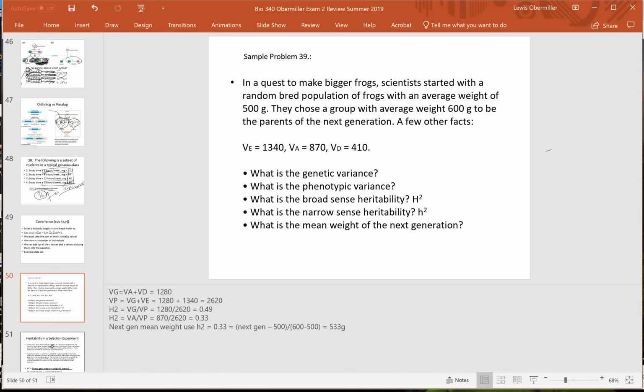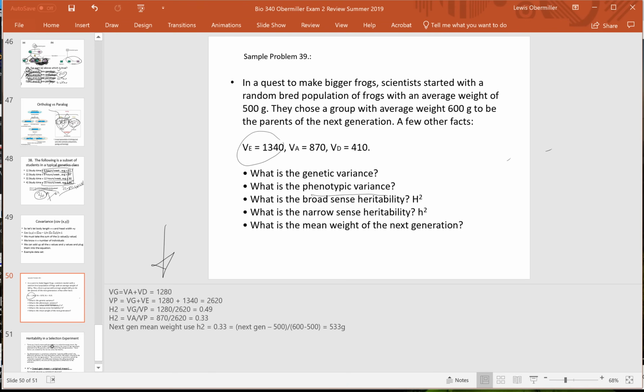Okay, so the next question is, what's the phenotypic variance? Well, phenotypic variance equals the genetic plus the environmental. We already calculated the genetic is 1280, and we're given the environmental is 1340. So we just have to add the two together, and we get 2620. So that's the phenotypic variance. I'm going to erase that. It's down here at the bottom in the answers, by the way.